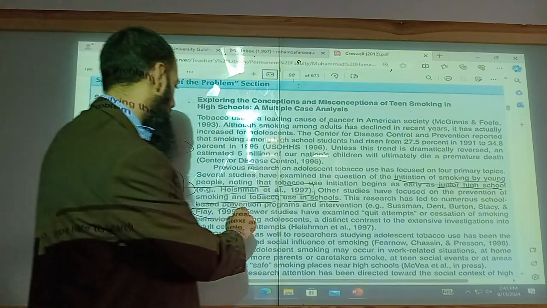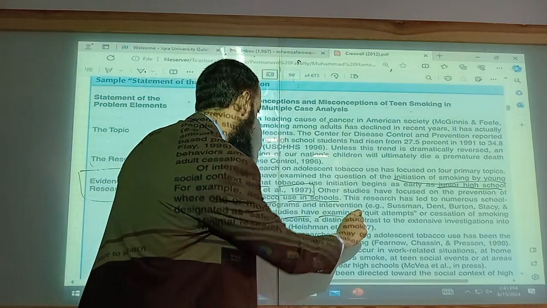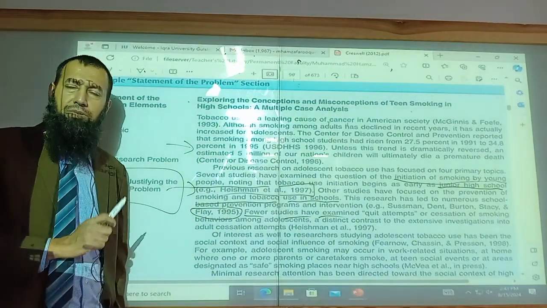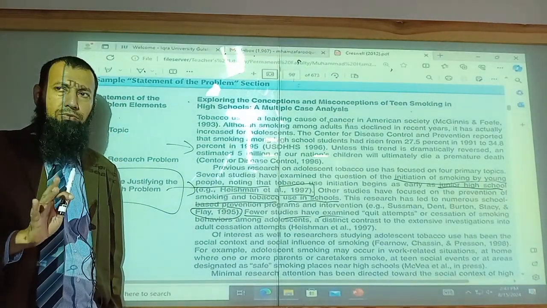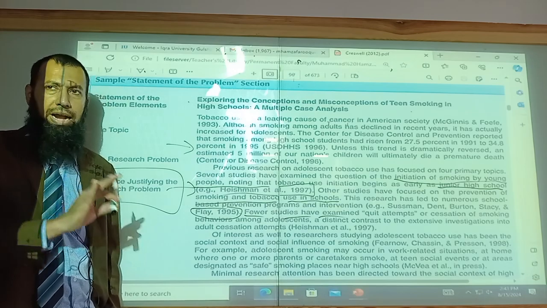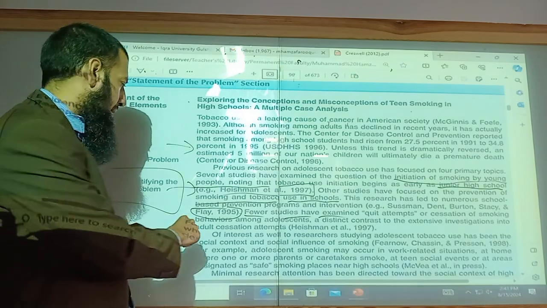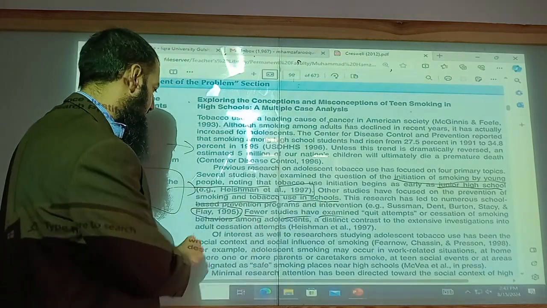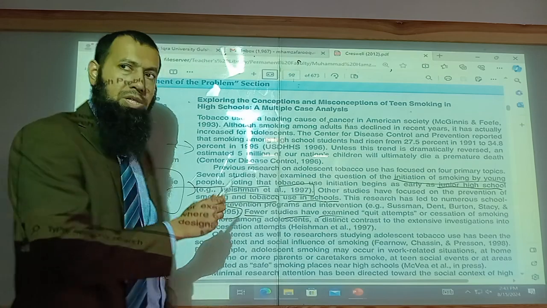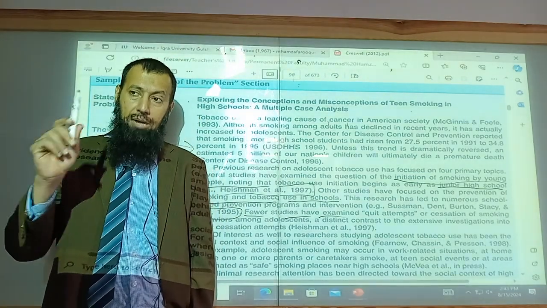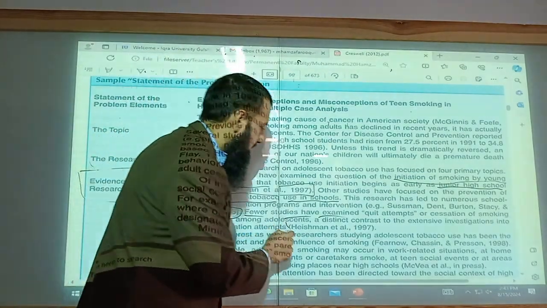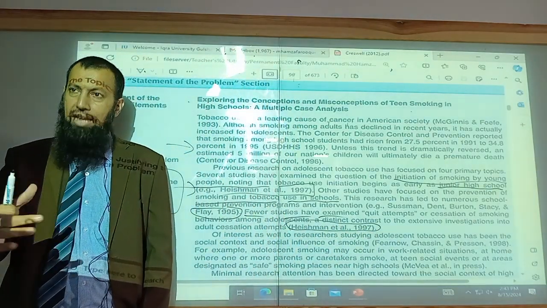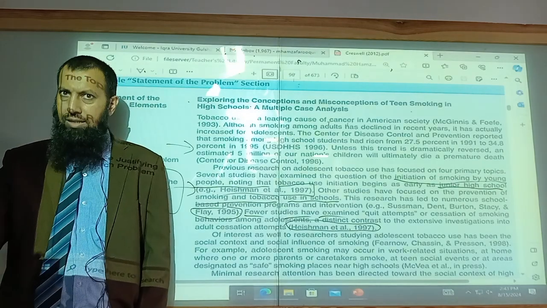So you see over here, there is a gap which has not been filled. Could attempts and cessation of smoking, that was not researched at all. A distinct contrast to the extensive investigation into adult cessation attempts. You see, adult cessation attempts have been done, and this was done by this Heyman 1997. So you see, you keep telling that this is done, this is not, this is done, this is not.